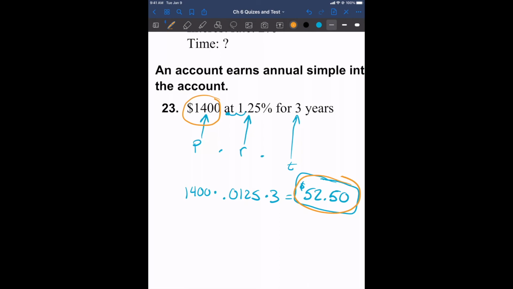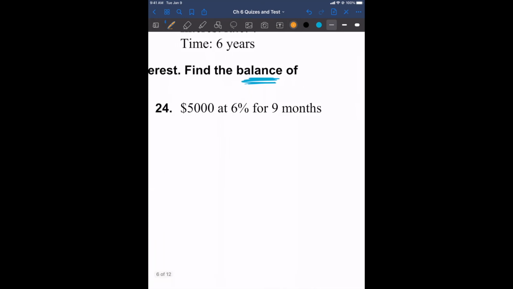You should get 1,452.50. That, my little friends, is the balance. Balance means total. Interest plus principal. Okay, let's try 24.